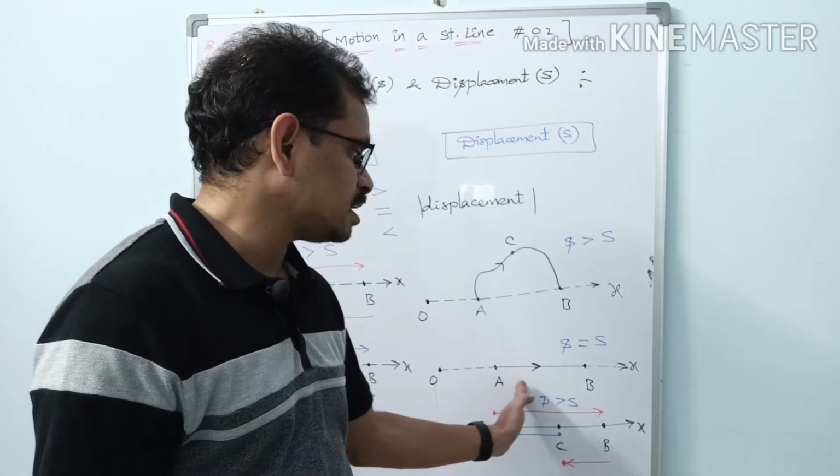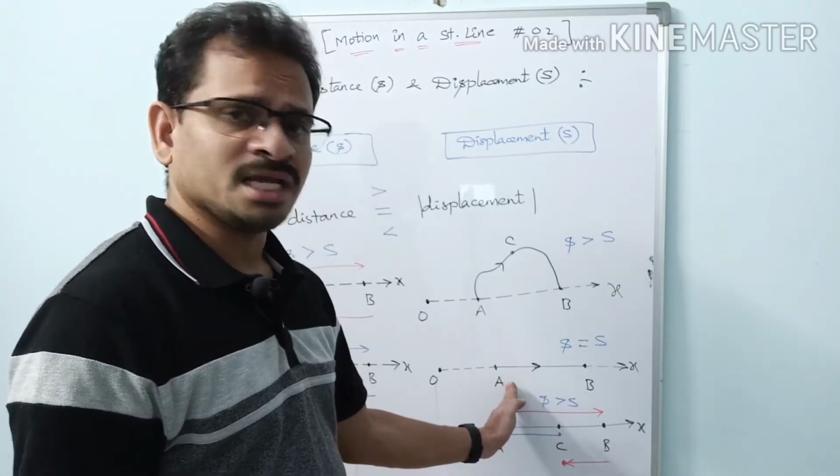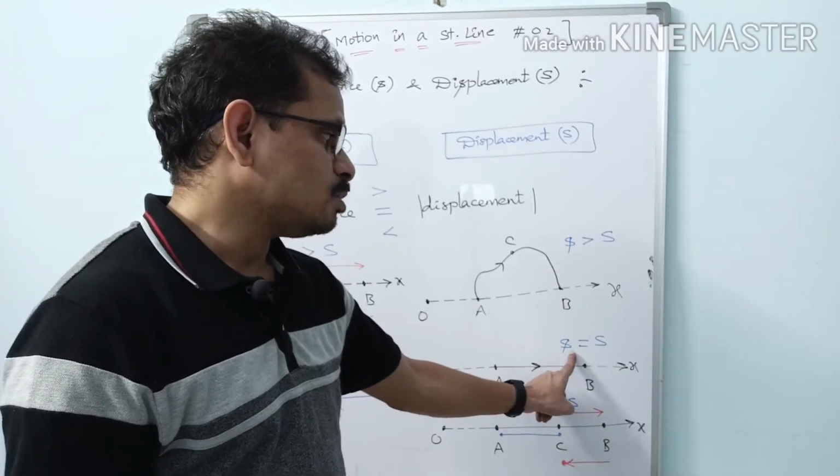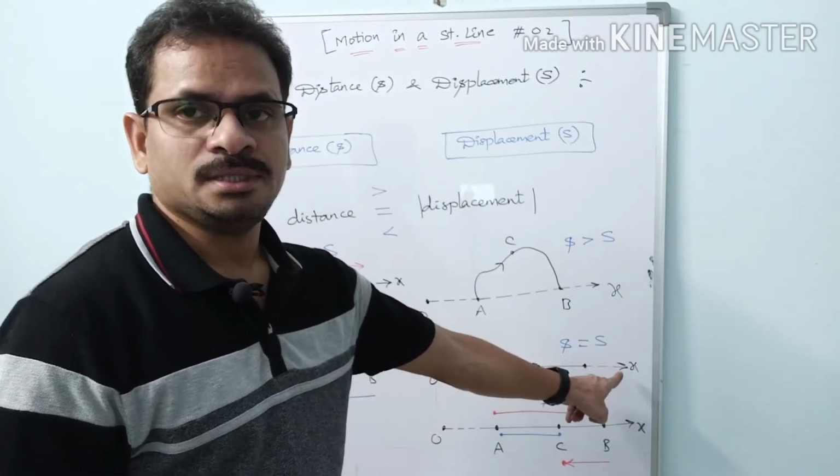Displacement is also the same. It is the length of the straight line joining the initial point to the final point, that is the same line. So here small s equals capital S, distance is equal to displacement.